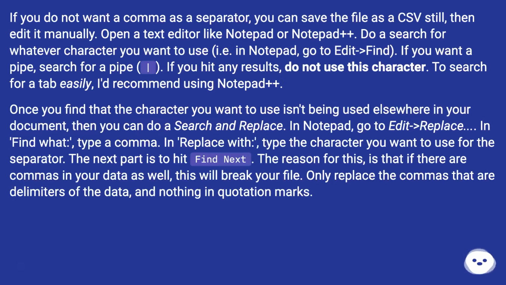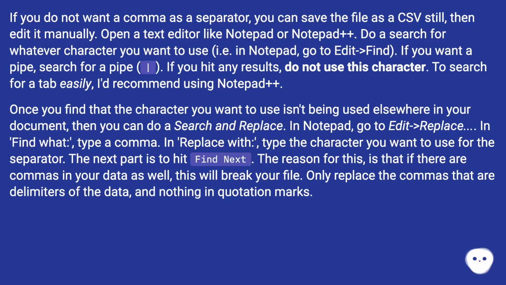If you do not want a comma as a separator, you can save the file as a CSV still, then edit it manually. Open a text editor like Notepad or Notepad++. Do a search for whatever character you want to use, i.e. in Notepad, go to Edit, Find. If you want a pipe, search for a pipe. If you hit any results, do not use this character. To search for a tab easily, I'd recommend using Notepad++.